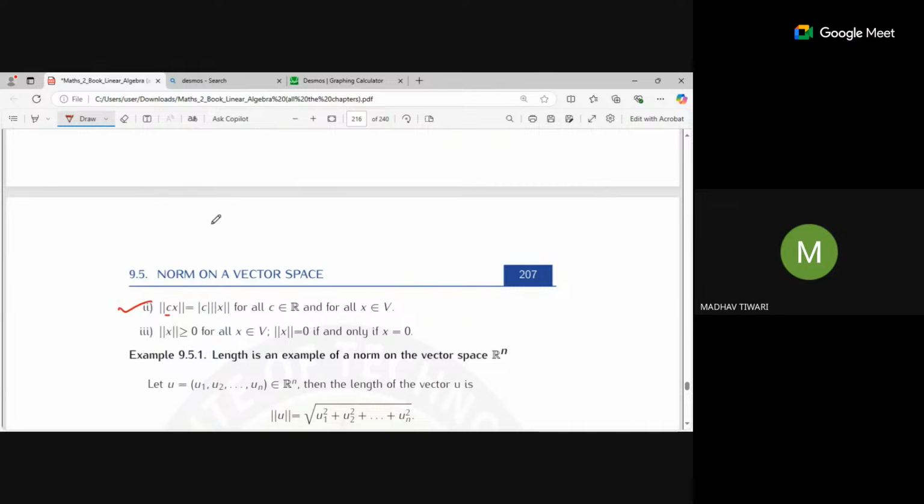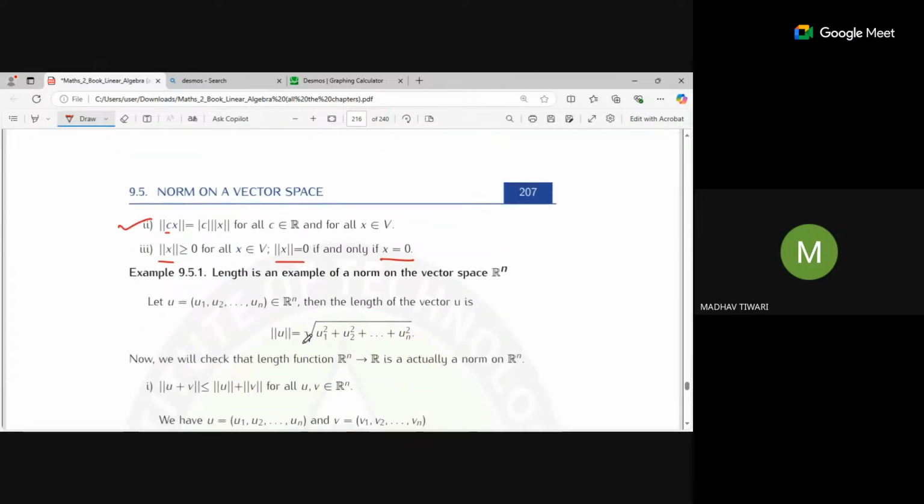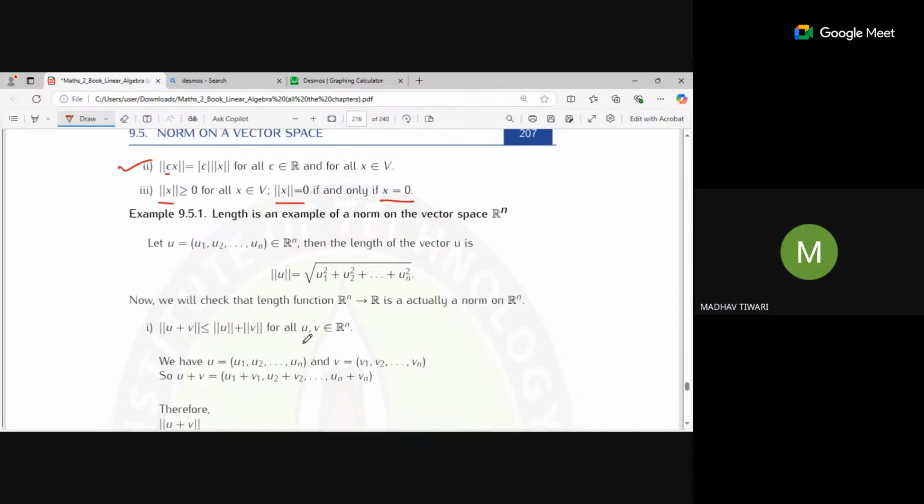Three properties are there. Four properties for your inner product space, and three properties for your norm. That the norm of any vector, if you are finding it, should always be greater than 0, except the case when x is 0. It should be equal to 0 only when x is 0. So the length that we used is an example of norm.